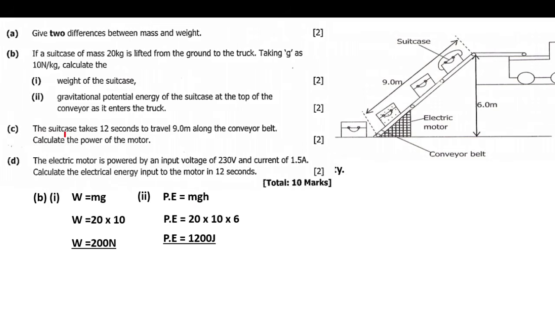C reads, the suitcase takes 12 seconds to travel 9.0 meters along the conveyor belt. Calculate the power of the motor.